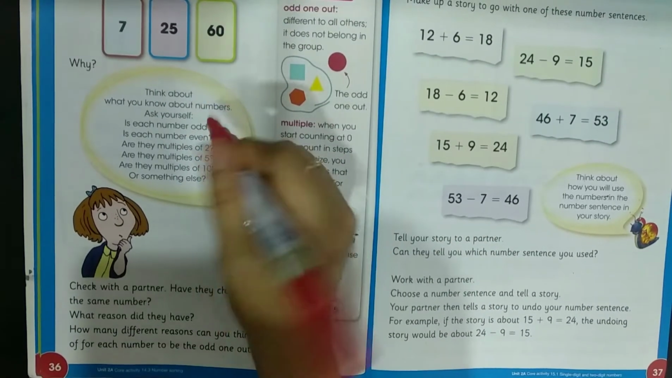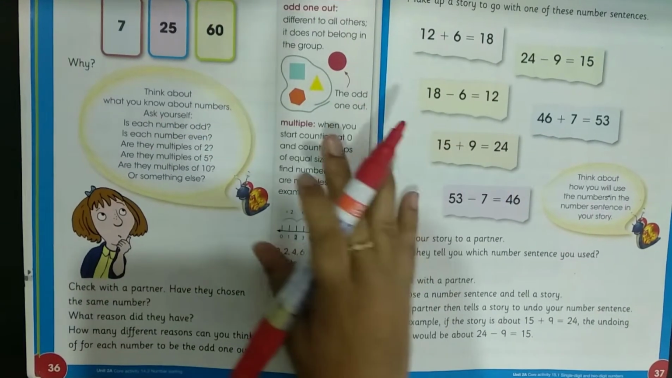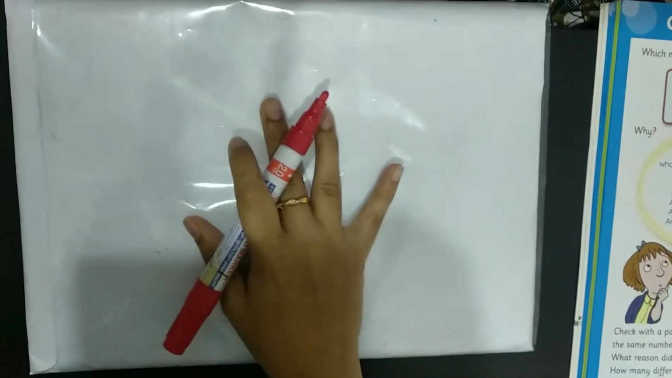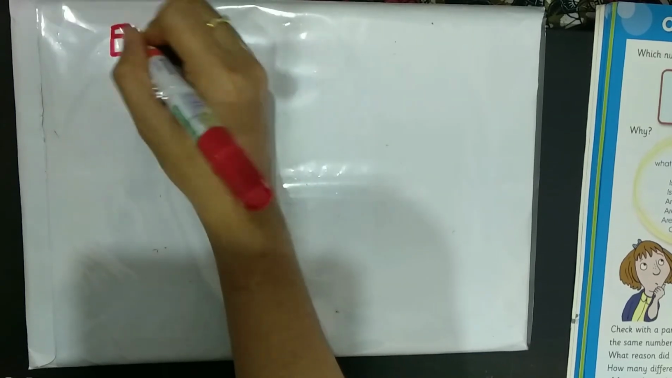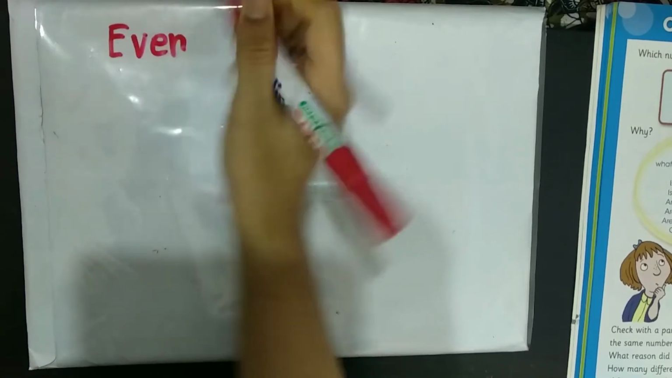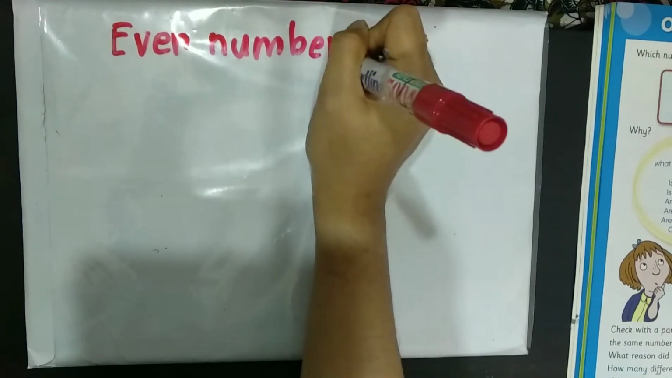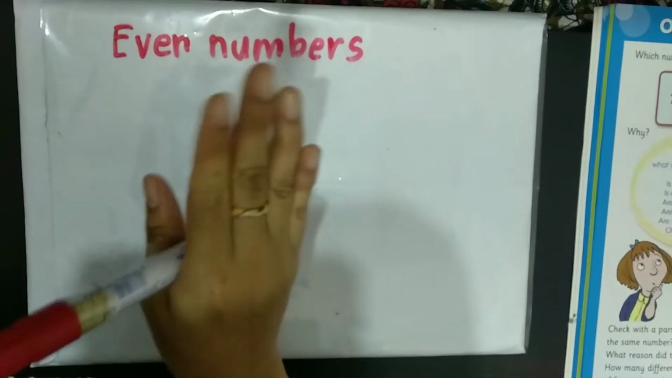Before we proceed to this, I will explain more. Let's learn about even numbers and odd numbers. What are even numbers? Even numbers are numbers that can be divided by 2.